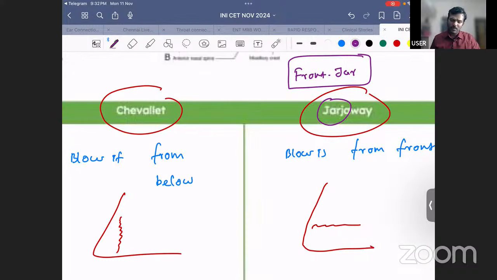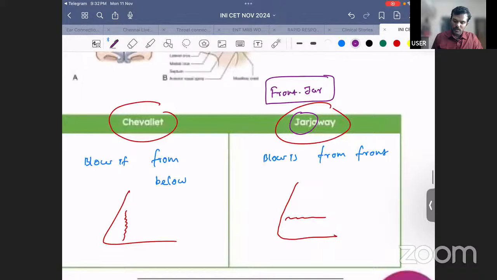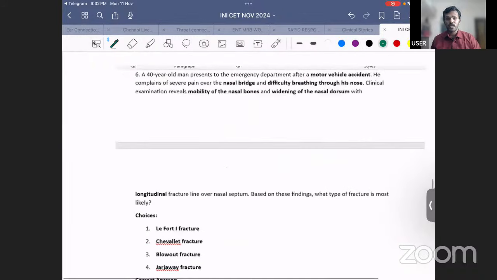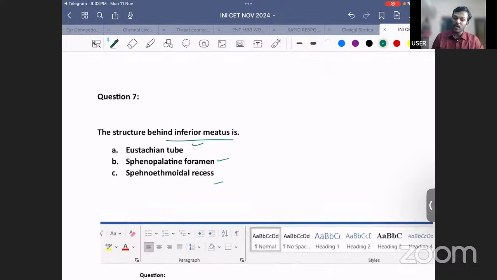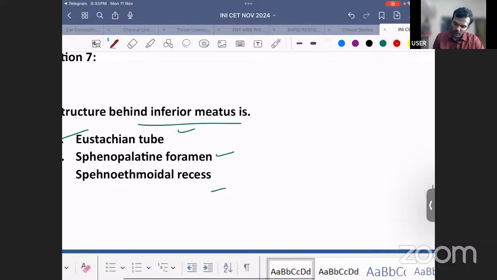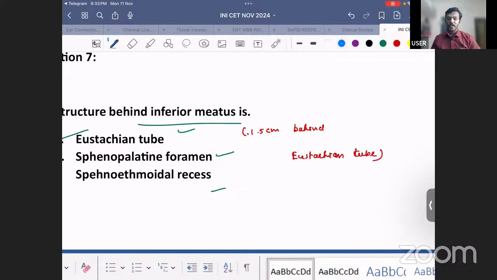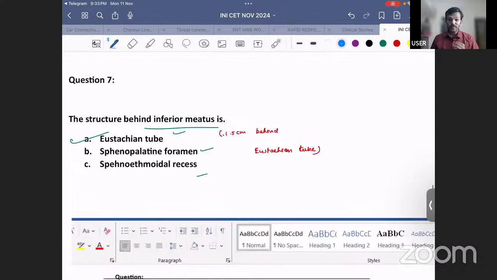This is a screenshot from our workbook and question bank, which shows Chevallet fracture, with difficulty breathing through the nose and a longitudinal fracture line over the nasal septum. Next question: structure behind the inferior meatus. The options are eustachian tube, sphenopalatine foramen, and so on. The structure behind the inferior meatus is the eustachian tube, approximately 1.5 centimeters behind.